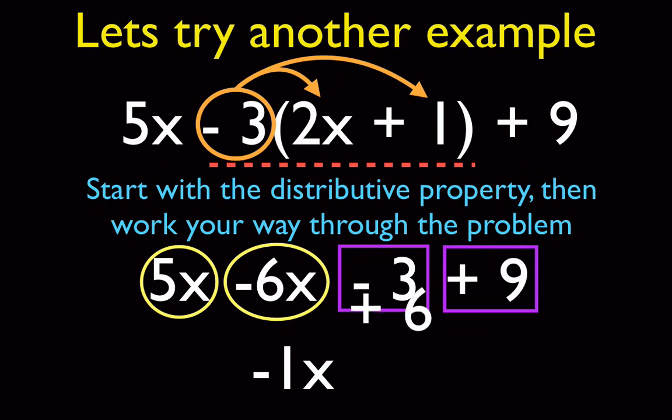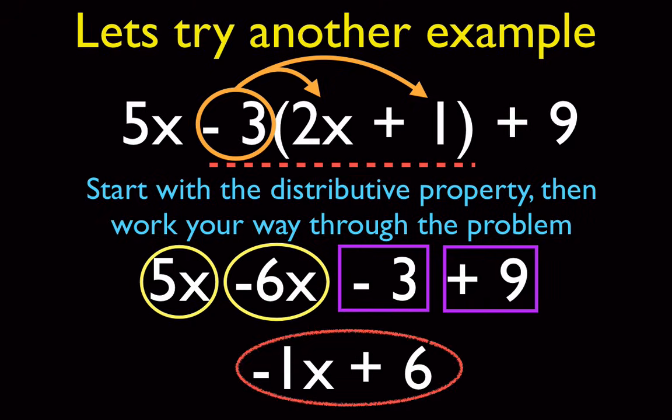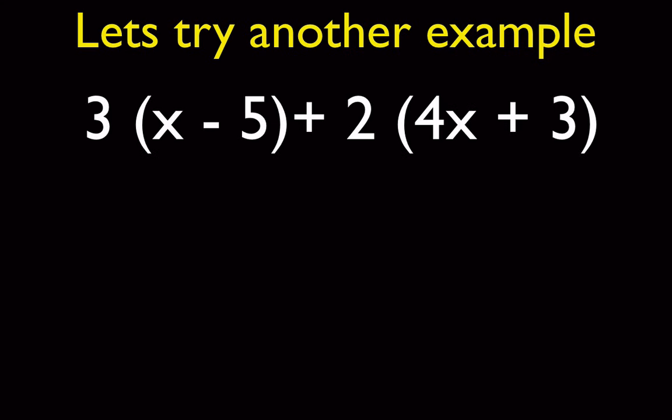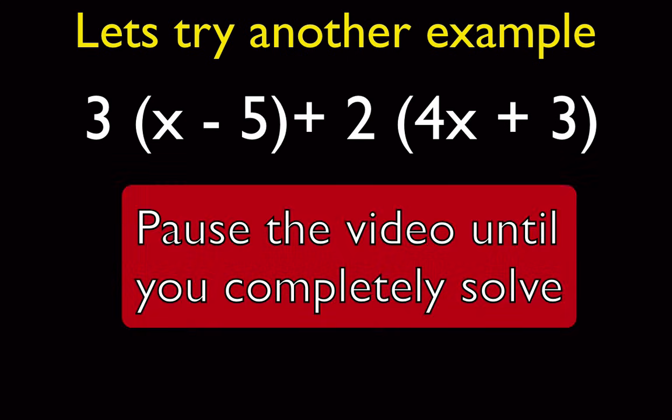And as you can see, doing this, I end up with negative 1x or negative x, and 9 minus 3 is 6. I'd like you to go ahead and try this one on your own. So pause the video, and when you feel like you have the answer, go ahead and hit play. What I do want you to be careful about is I have 2 distributive properties here, so you're going to have to make sure you do both of them.